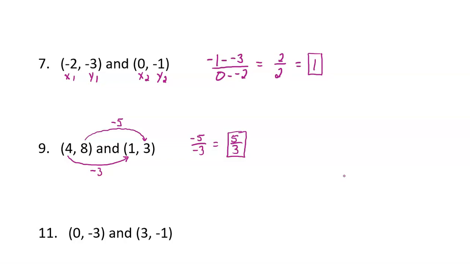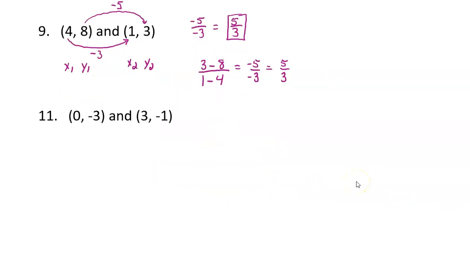Now, the method that I showed in the video is different from what I was doing on the others, but is that really the same thing? If we label x1, y1, and x2, y2, and use our slope formula, will we get 5/3? We have 3 take away 8, and 1 take away 4. That makes -5 over -3, which reduces to 5/3.